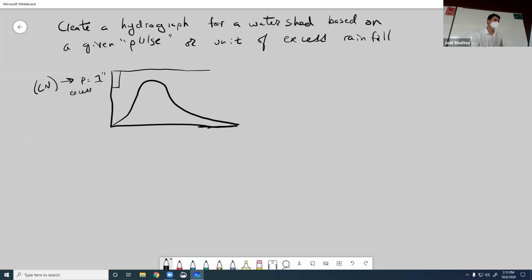The units of this are usually going to be Q per inch, so CFS per inch of rainfall. And this would just be time. That's your basic unit hydrograph. There are a number of ways to derive this. We're going to be using some standard SCS methods.